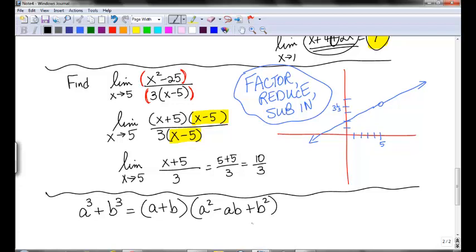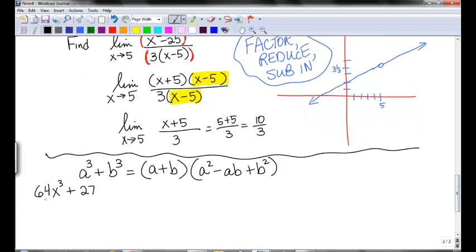If I had something like this, let's say I had 64x to the 6th, or x to the 3rd, plus 27. Okay, I would not try to factor it like that. I rewrite it first.